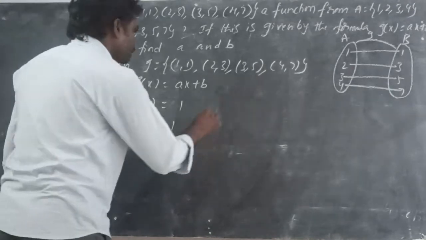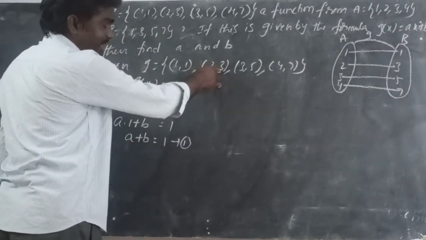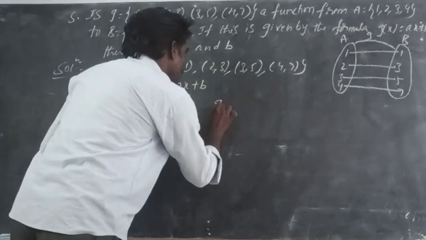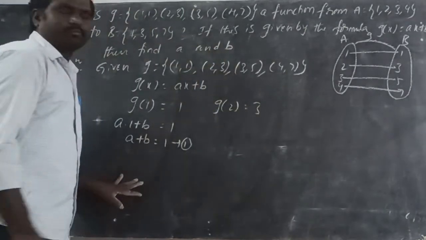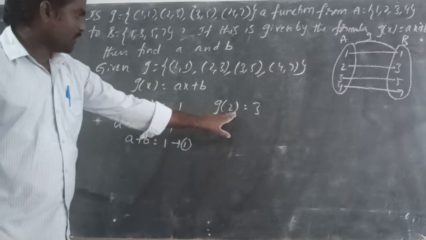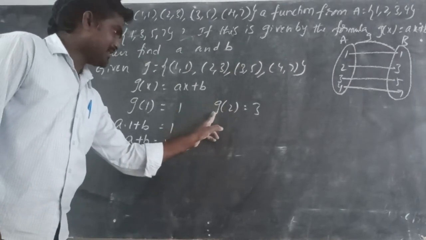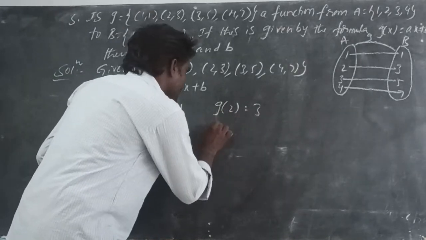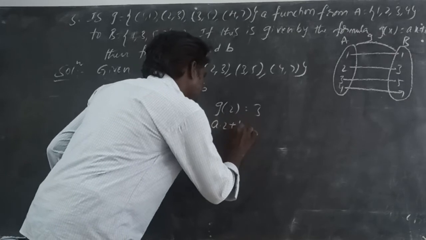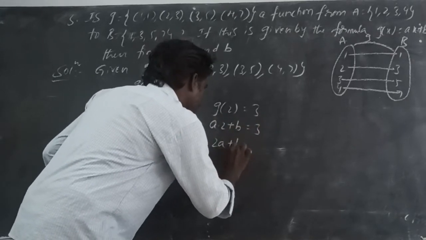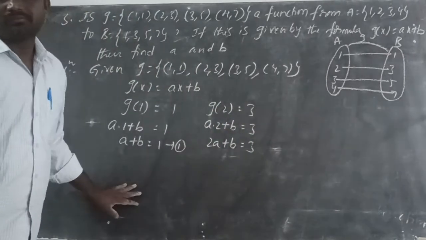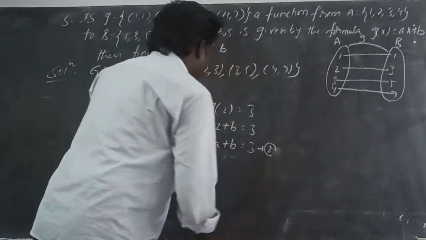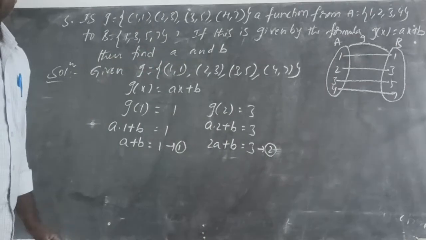Next, 2 is mapped to the element 3, that is, g of 2 is equal to 3. In the place of x we put 2, so a into 2 plus b is equal to 3. That is, 2a plus b is equal to 3. It is equation 2. What is asked? Find A and B.